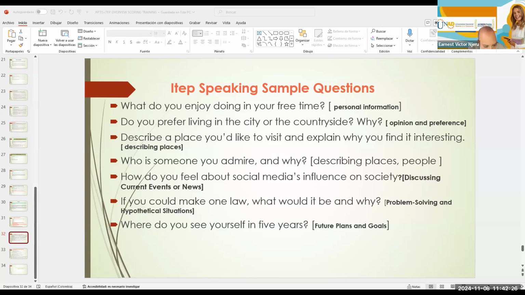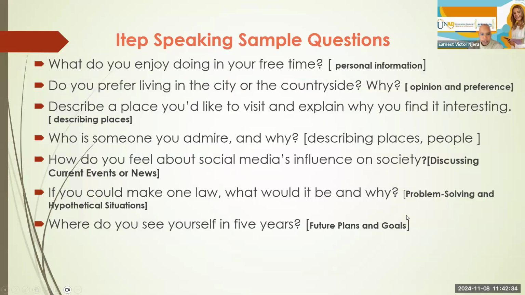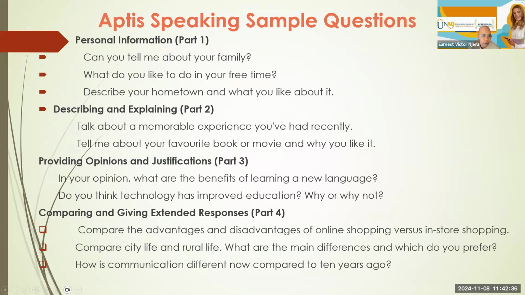And then from there, we go to the last part of it, which is this one. Maybe in the Aptis, you can find these kinds of questions in the different parts. Personal information about the family, free time, friends, where you live, describing and explaining memorable experiences, favorite books, and opinion. The justifications could be the importance or benefits of learning a new language. Do you think technology has improved education? Why or why not? So you're supposed to pick a side on that.